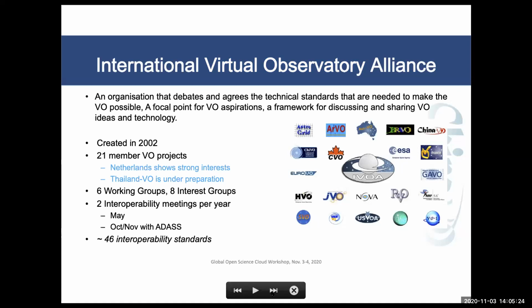In 2002, the astronomical community, working together with computer scientists, initiated the International Virtual Observatory Alliance. It is an organization that debates and agrees on the technical standards needed to make the VO possible, and a focal point for VO aspirations and a framework for discussing and sharing VO ideas and technology. Currently, the Alliance consists of 21 national and international members.